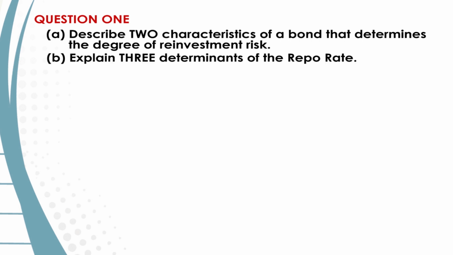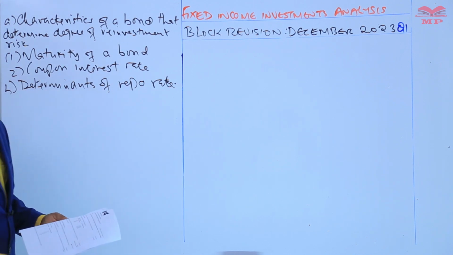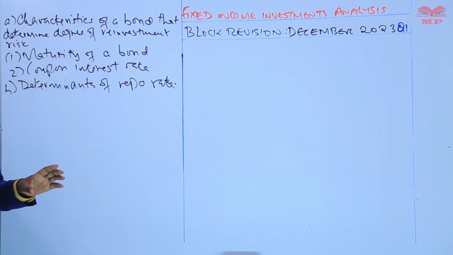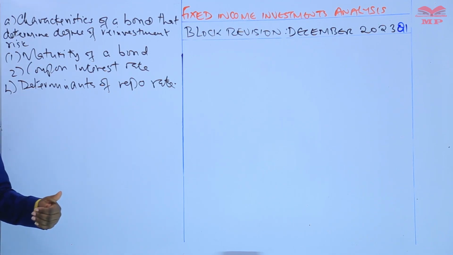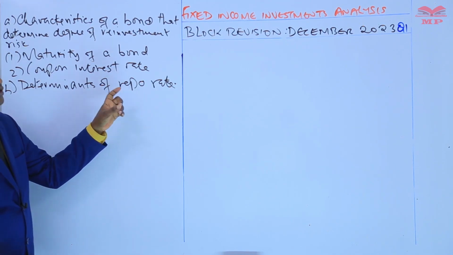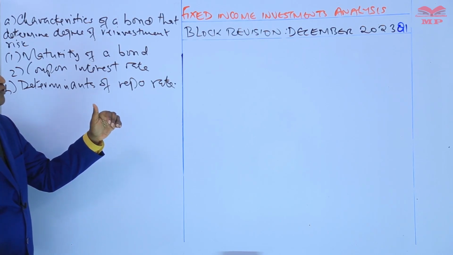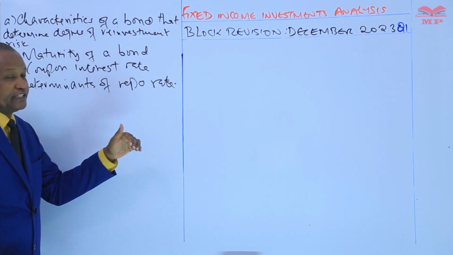Part B reads, explain three determinants of repo rate. Determinants of repo rate. Now, what is a repo rate? Now, candidates, a repo rate, which is the short form of the repurchase agreement rate.